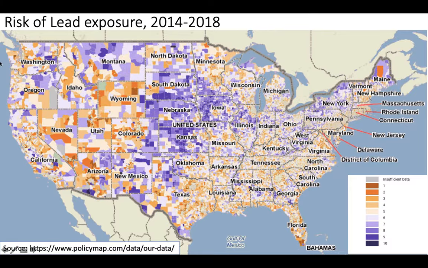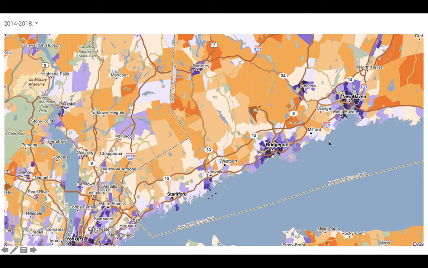And if you take a look at this map, this is a risk of lead exposure from 2014 to 2018 around the U.S., with purple being high risk of lead exposure and orange being low risk of lead exposure. Gray is not sufficient data. So you can see that there are some patterns around the country with high and low lead exposure. If we zoom in around the area where we're located, this is Greenwich here. You can see that there are some areas of Connecticut and the surrounding New York area that have higher risks. Bridgeport, New Haven, some of these bigger towns, whereas places like Greenwich and Stamford are much lower risk, tending to be more orange as opposed to purple.